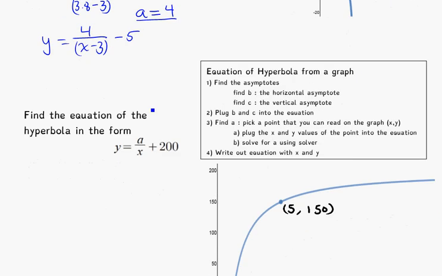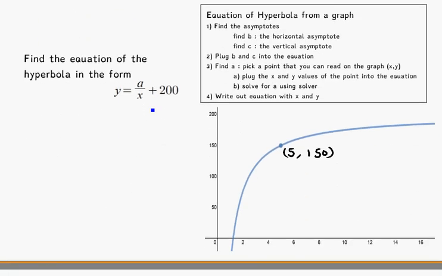Last example, and here some of the information is actually given to us in the form of the equation already. Okay, so find the equation of the hyperbola in the form y is equal to a over x plus 200. So they've already given us some information, and quite a bit of it, because remember the generic form is y is equal to a over x minus c plus b. So what did they tell us? I can't tell from my graph where my asymptotes are at all. I've got no clue. But in this equation, they've already started it for me.